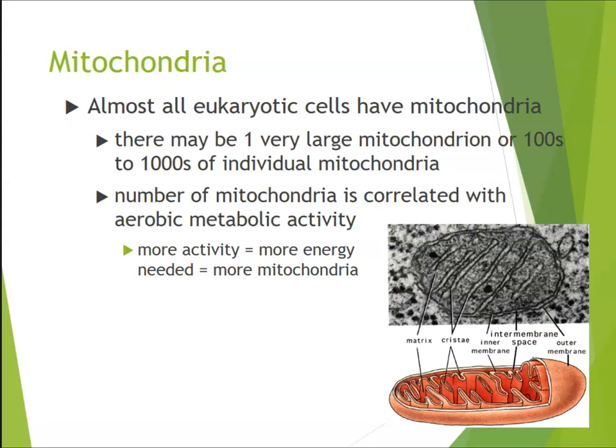Almost all eukaryotic cells have mitochondria. Sometimes there is one large mitochondria, or there could be hundreds to thousands of individual mitochondria. The number of them is correlated with the amount of energy need for that cell or the amount of metabolic activity. So more energy is needed. That means you have more mitochondria.